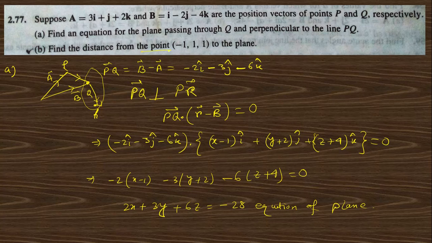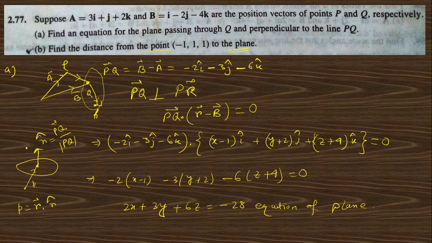Find the distance from the point to this plane. That means this is a plane. We know the plane whose perpendicular direction is PQ. So n cap is nothing but PQ vector by PQ mod, and the point is somewhere here. So you need to find this perpendicular distance. So the perpendicular distance is nothing but the r vector dot n cap. This is the perpendicular distance.